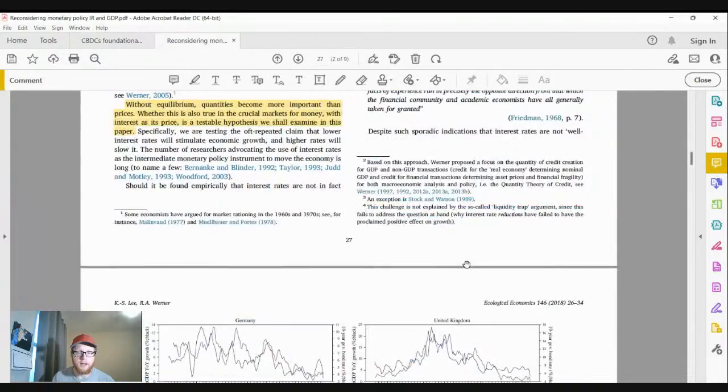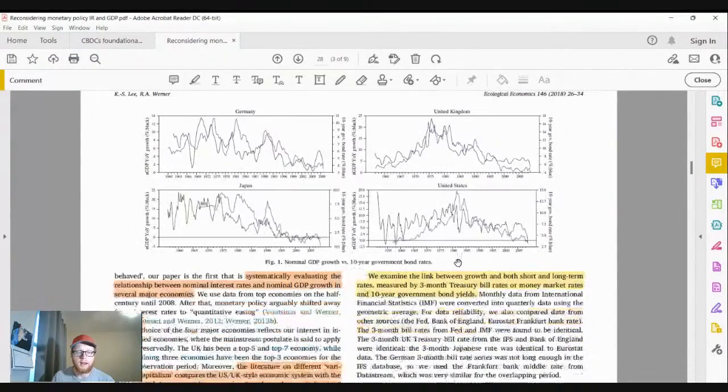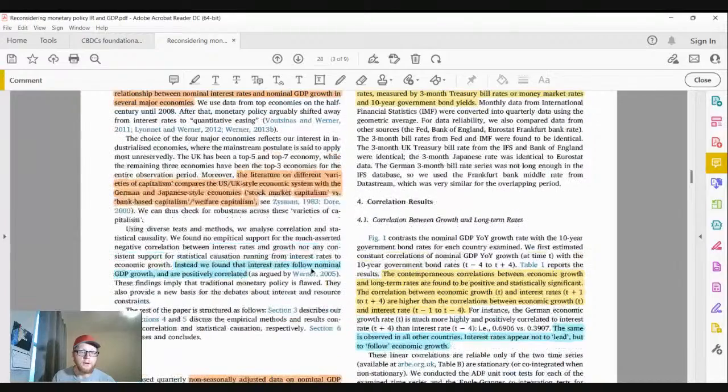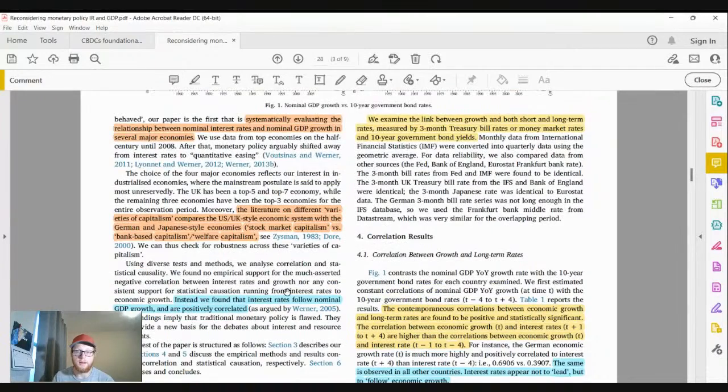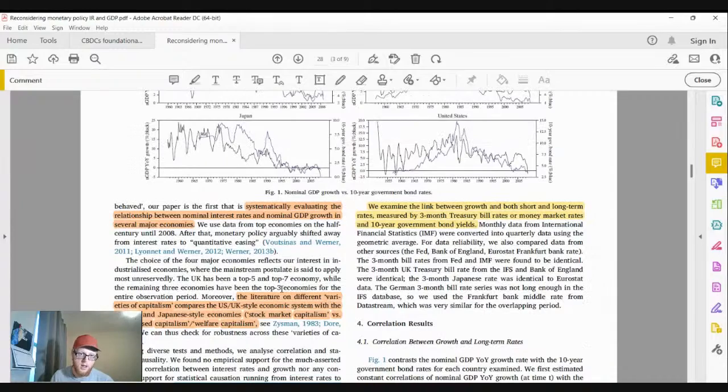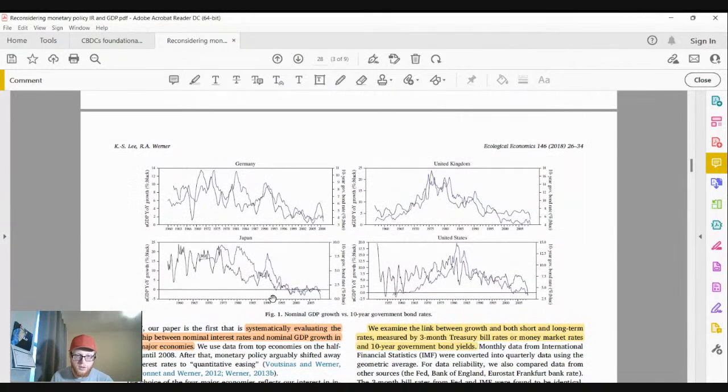But we'll just continue down to actual graphs and such, right? And so again, down here, instead, we found that interest rates follow nominal GDP growth and are positively correlated, meaning again that when one goes up, the other goes up. And kind of trying to unpack these graphs specifically.